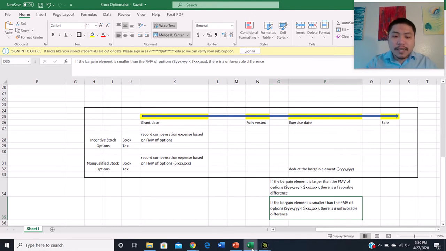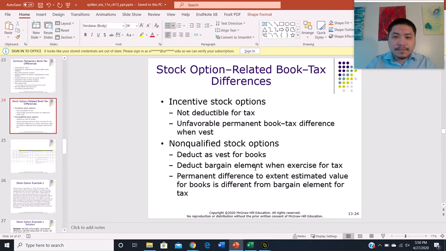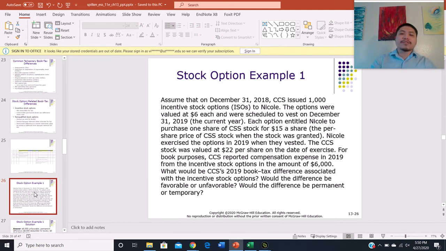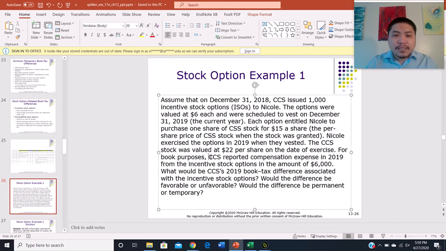these problems. So let's look at the example right here. I hope this example can clarify what I just said. Assume that on December 31st, 2018, CCS, the corporation, issued 1,000 incentive stock options, ISOs, to Nicole, and the options were valued at $6 each. So the option itself has a value, each of it $6, and was scheduled to vest on December 31st, 2019. So the vesting period is 1 year. Each option entitled Nicole to purchase one share of CCS stock for $15 a share. This is the exercise price. She can buy the stock for $15 per share.